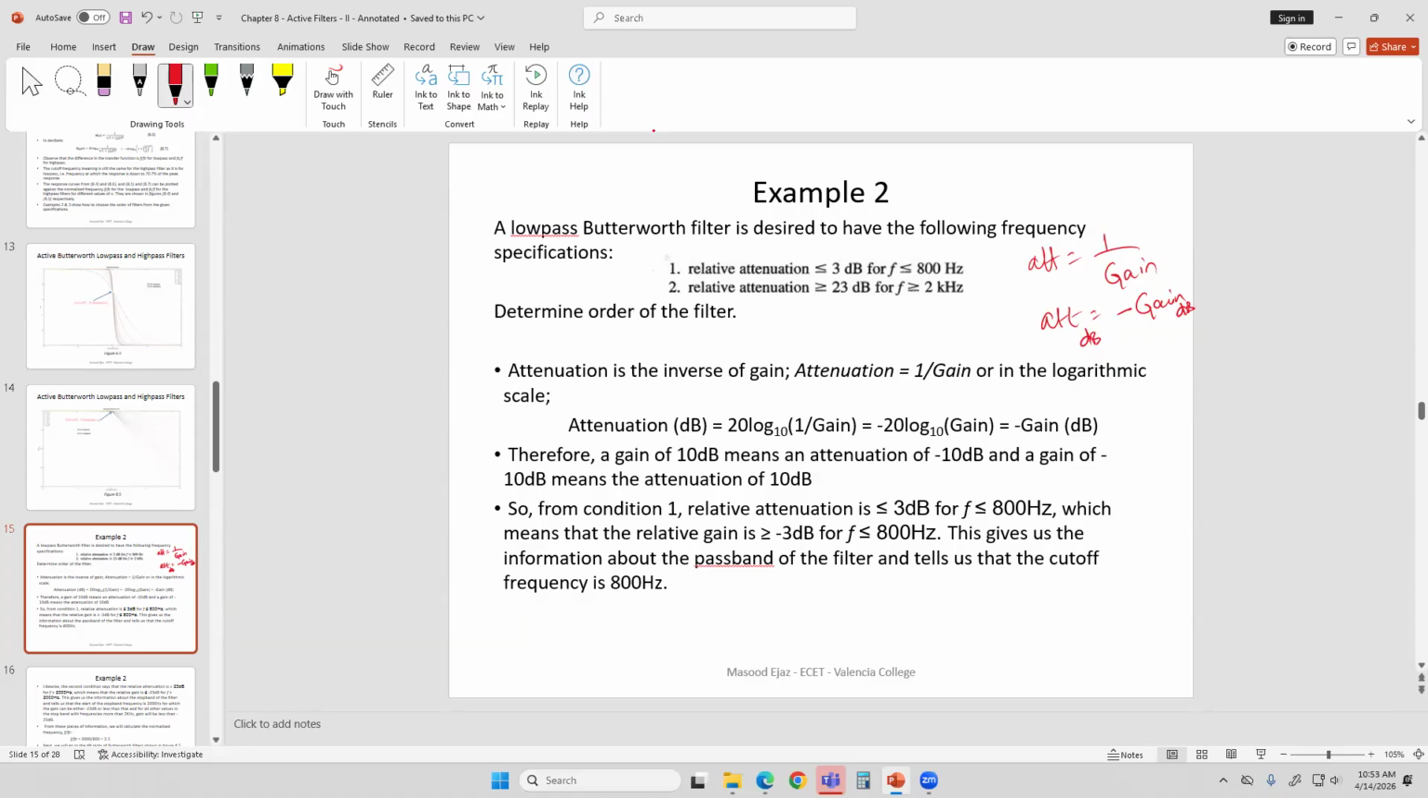For condition 1, relative attenuation is less or equal to 3 decibel for frequency less or equal to 800 hertz. What does that mean? That the relative gain is greater or equal to negative 3 decibel for this frequency. That gives you the pass band information, and it tells you that the cutoff frequency is about 800 hertz that we are looking for, because negative 3 decibel gain is at the cutoff frequency. So the first one tells you the pass band information.